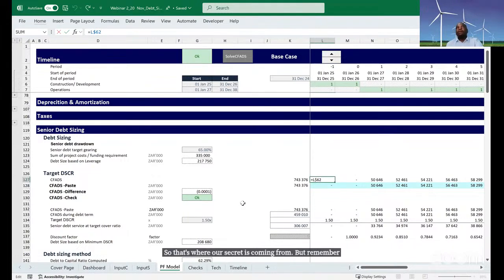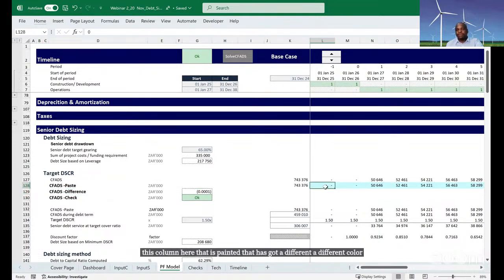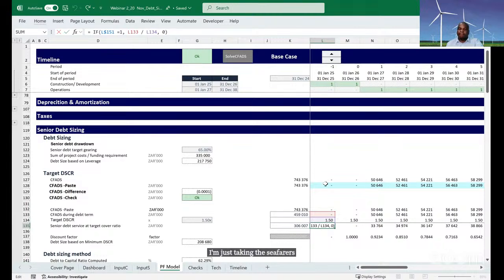But remember what we mentioned, that there are circular references when we try to size debt from CFEDs. So you can see this column here that is painted, that has got a different color. These are the pasted values of the live CFEDs. Now, when I'm coming to the senior debt service coverage ratio, I'm just taking the CFEDs that are pasted, then I divide them by the target DSCR. So you can see the formulas are very consistent right through. So that's what is happening there to determine the debt service at coverage ratios, right?